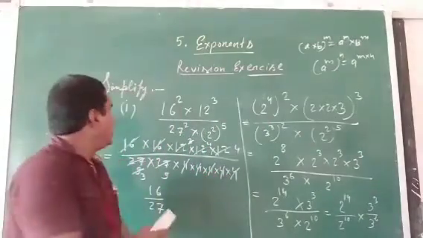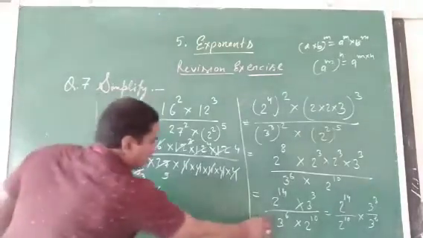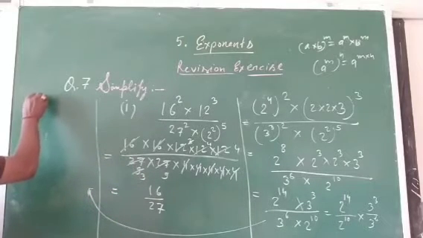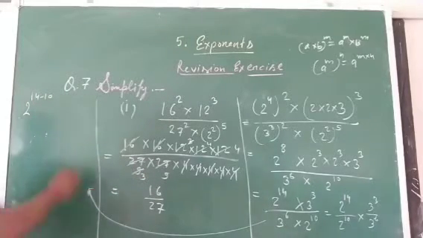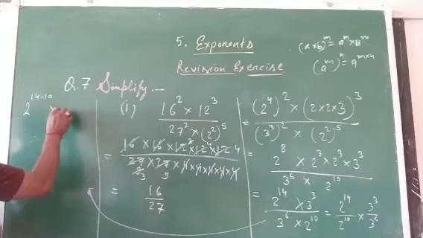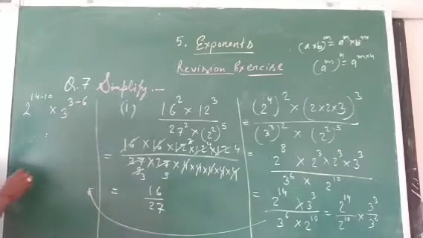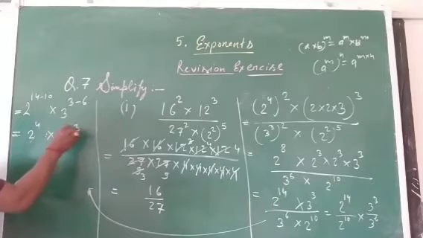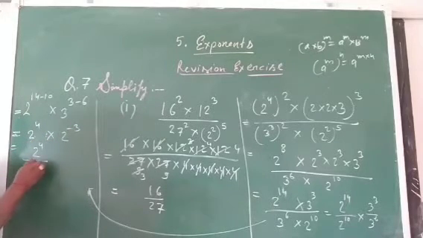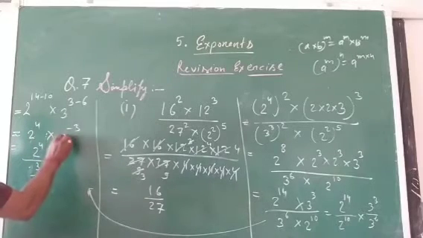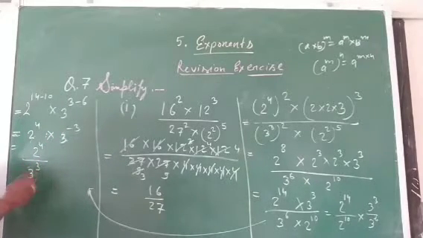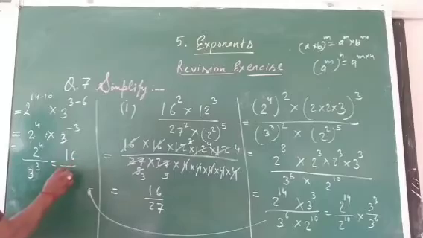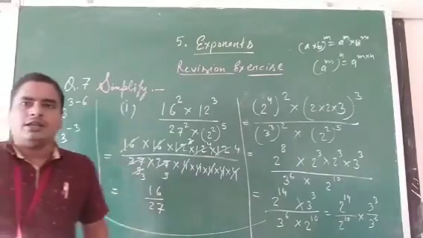So what will we do here? Here I will solve this portion. Okay, see. Apply this rule: 2 to the power 14 minus 10 into 3 to the power 3 minus 6. Now you can write this as 2 to the power 4 into 3 to the power minus 3. So here you can write 2 to the power 4 upon 3 to the power 3. So 2 to the power 4 means 16 and 3 to the power 3 means 27. So this is the solution of this question.